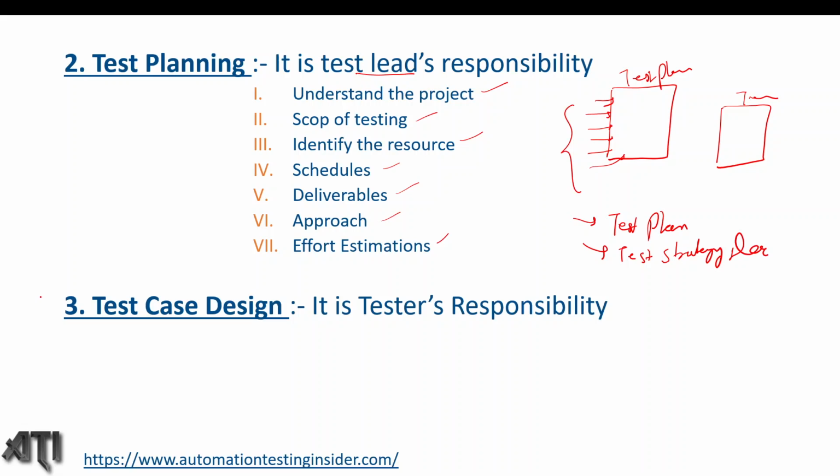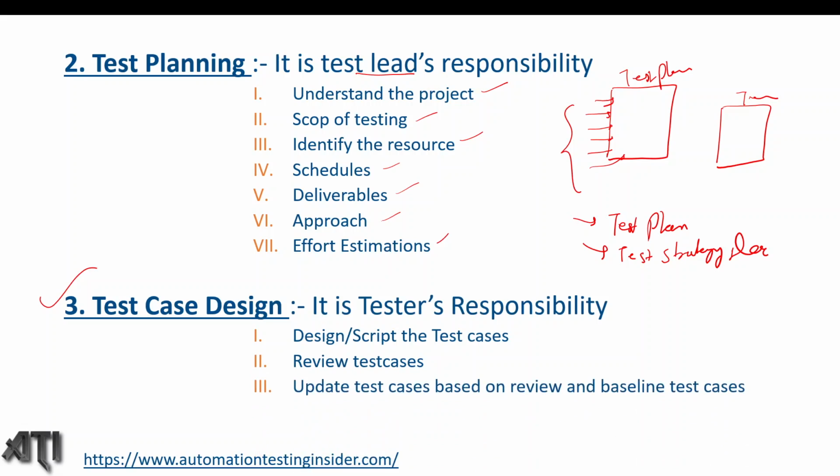The next is test case design. It is the tester's responsibility. Design, or in case of automation, script the test cases or author the test cases, review the test cases, update the test cases based on review, and baseline the test cases. Baseline is nothing but, when we write the test cases and get them reviewed by the lead or manager, once approved, we can call them baseline test cases, correct? We update the test cases based on review comments and then get them approved by the test lead or test manager.